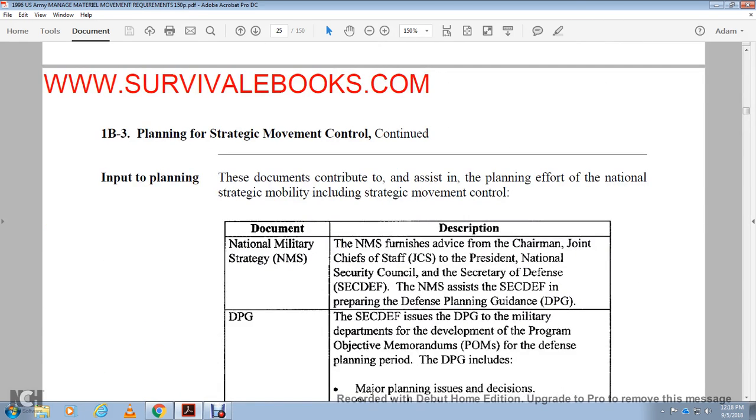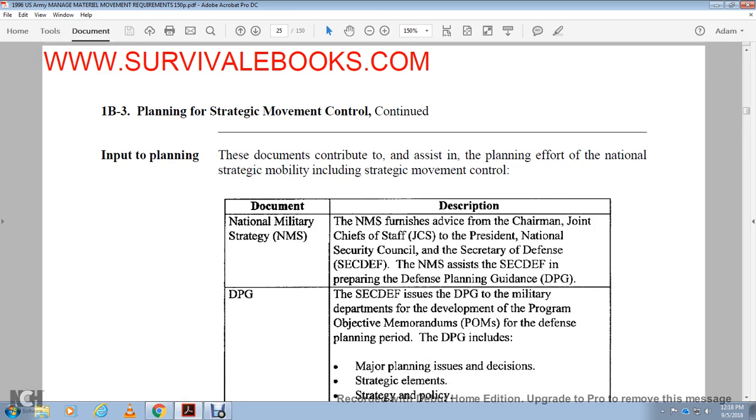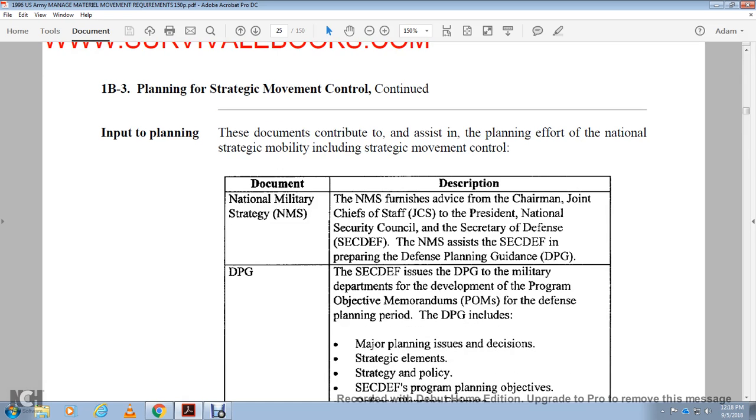Input and planning. The documents contributed to assist the planning effort for the National Strategic Plan, including the strategic movement with control of the national military strategy, furnished with advice for the Chairman, Joint Chiefs of Staff, the President, the National Security Council, and the Secretary of Defense. The national military strategy assists the Secretary of Defense in the planning of the defense planning guidance. The Secretary of Defense, with the Chief of the Defense Planning Guidance from the Military Departments, develops the program objective memorandums for the defense planning period.